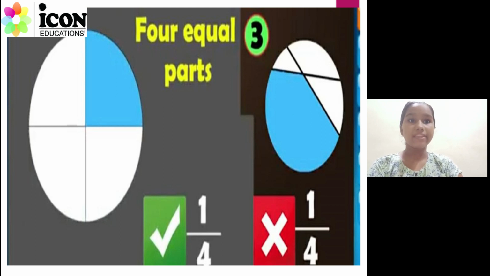We can see that the next figure is a circle. In this circle, the fraction is given as 1 upon 4. The circle is divided into 4 parts, but the 4 parts are not equal, and hence the fraction does not represent the given figure.